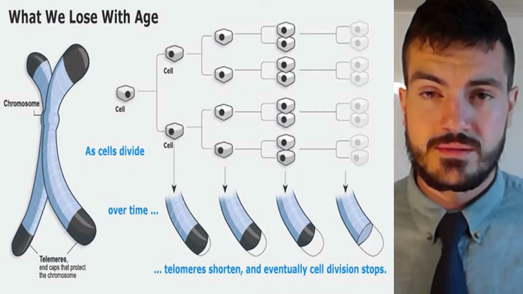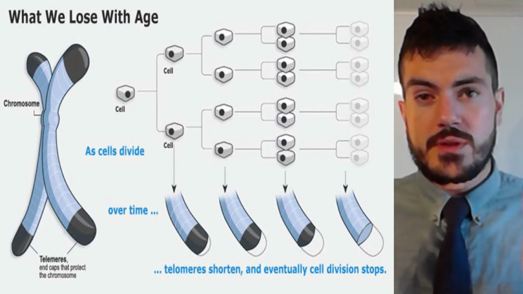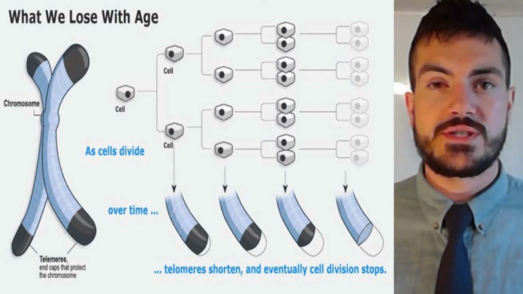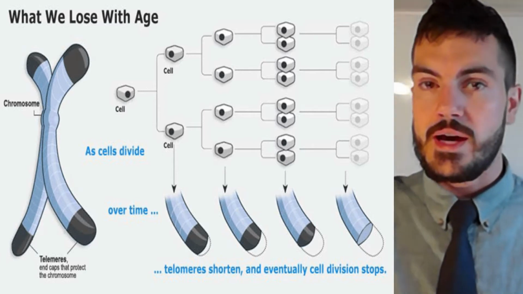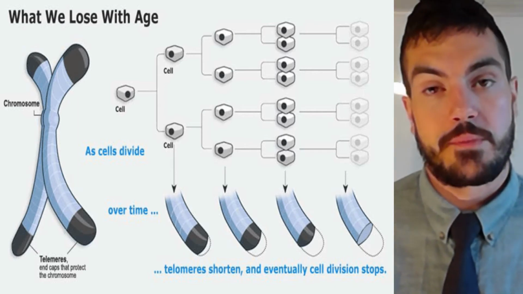Now, this shortening that occurs still happens a little bit, and that's what causes aging. So as the chromosomes become a little bit smaller in the telomere region, it's normal to happen, because that's just what happens with age.